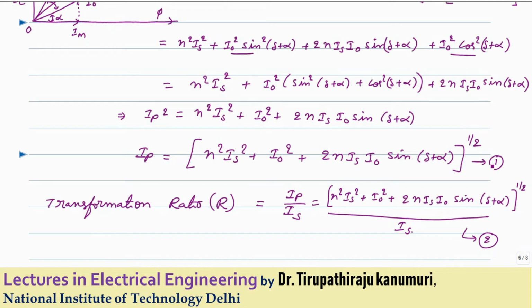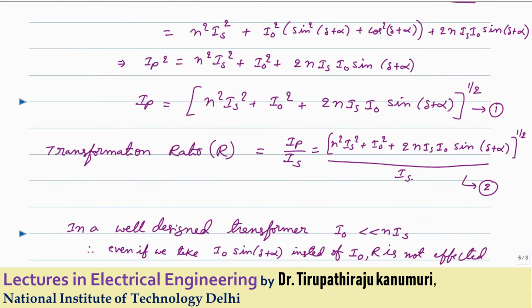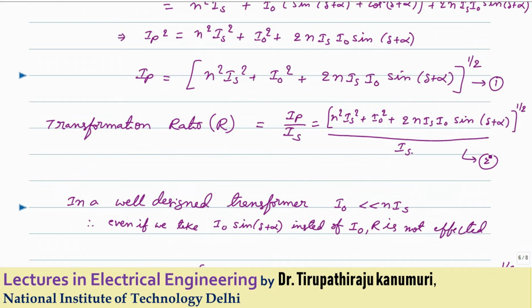So let us try to calculate the transformation ratio. We have already seen the transformation ratio in the last class. Transformation ratio is the ratio of primary current divided by secondary current, that is the actual primary current divided by actual secondary current. So primary current we have calculated from here, so I have substituted here, divided by IS.